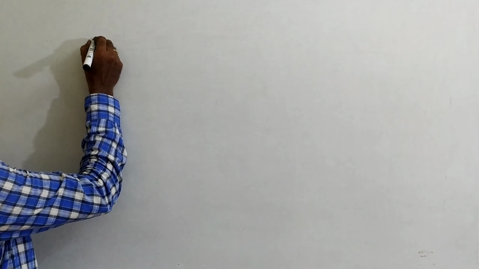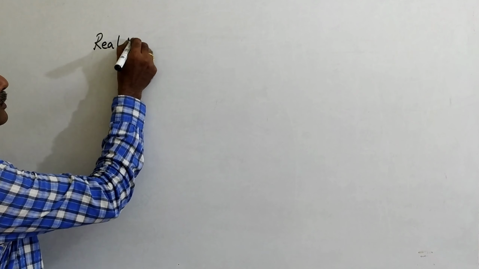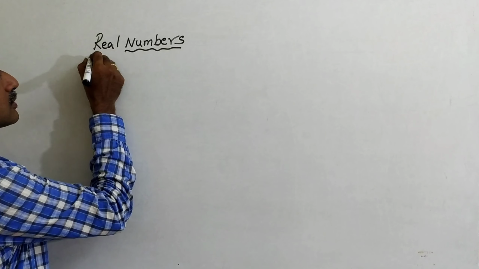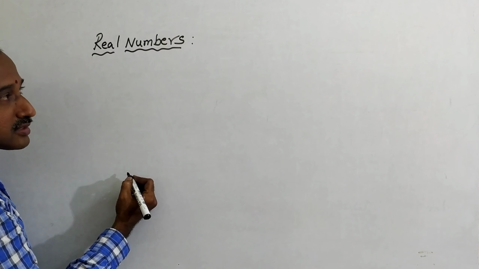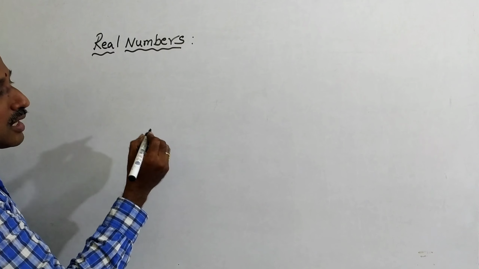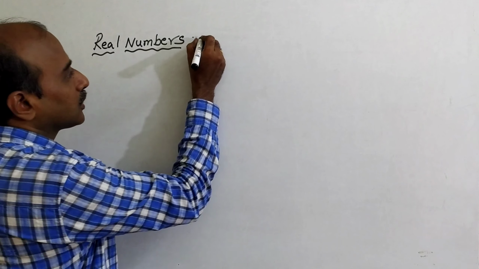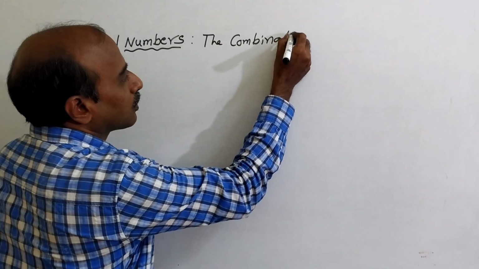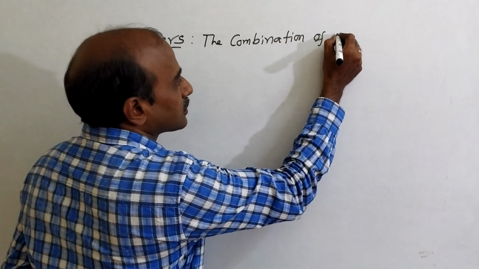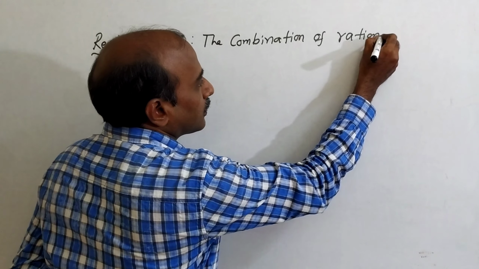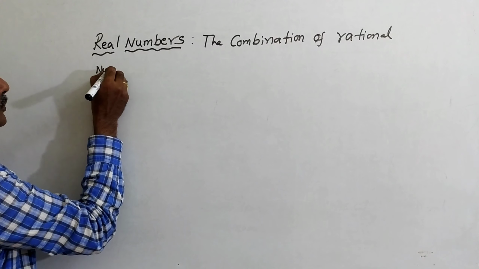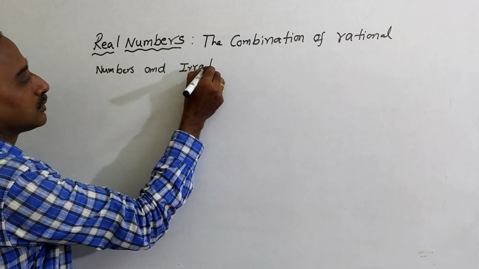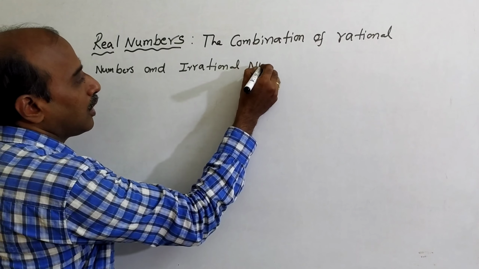Come to real numbers. What are the real numbers? We already know rational numbers and irrational numbers. The combination of rational numbers and irrational numbers are called real numbers.